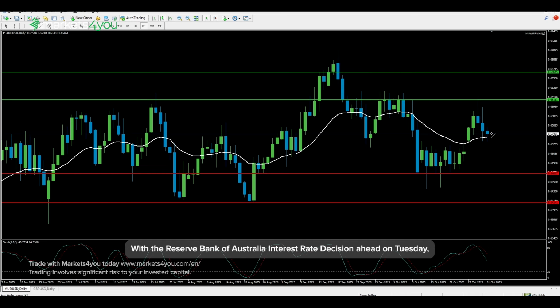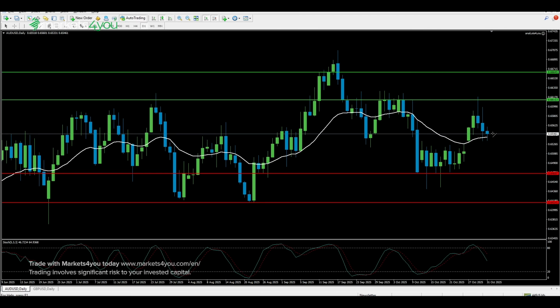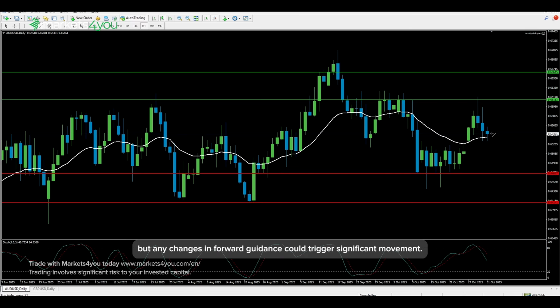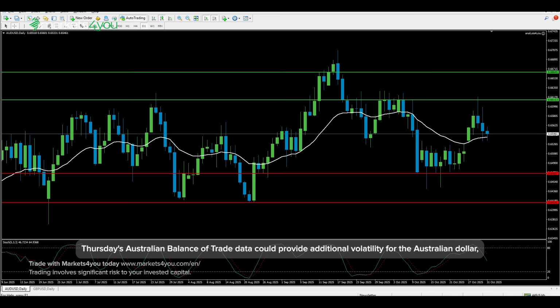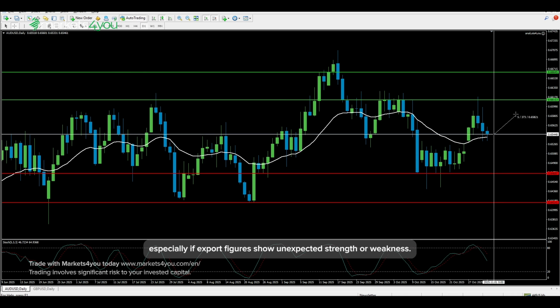With the Reserve Bank of Australia interest rate decision ahead on Tuesday, this will be the most significant event for this pair this week. The RBA is expected to hold rates steady at 3.6%, but any changes in forward guidance could trigger significant movement. Thursday's Australian balance of trade data could provide additional volatility for the Australian dollar, especially if export figures show unexpected strength or weakness.